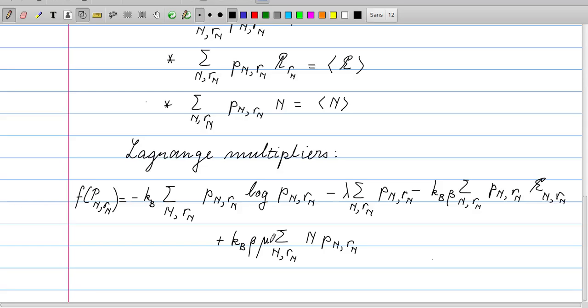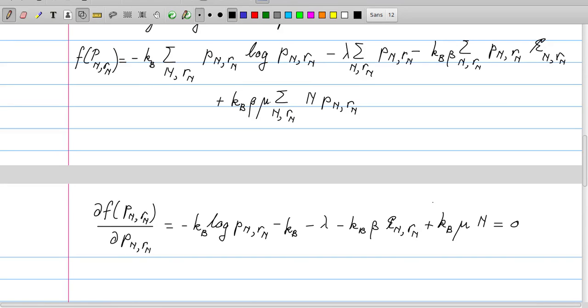And if you want to maximize this function, obviously we have to take the derivative and put it equal to 0. Here I've done this. The first two terms derive from the entropy. Then there is the lambda, which derives from the normalization condition. Then there is the term from the energy, and then there is the term from the number of particles n, and that should all add up to 0.